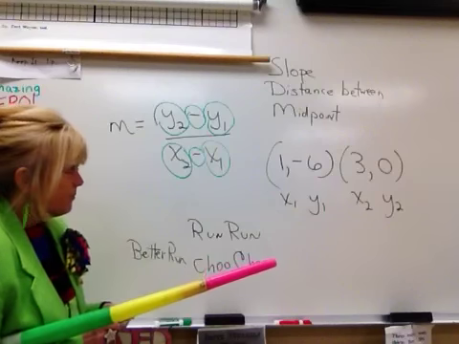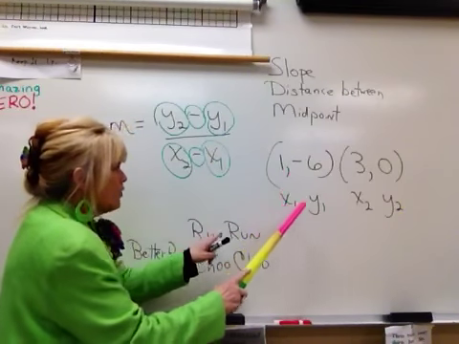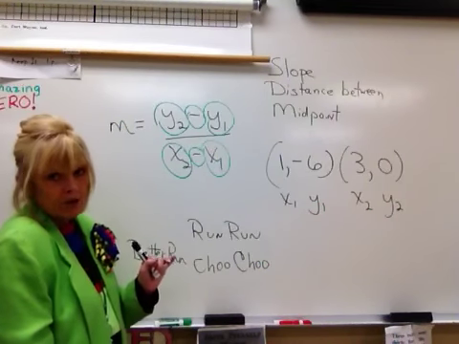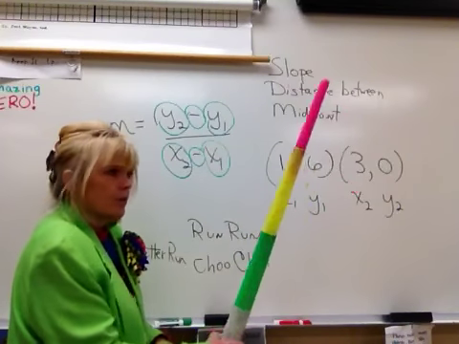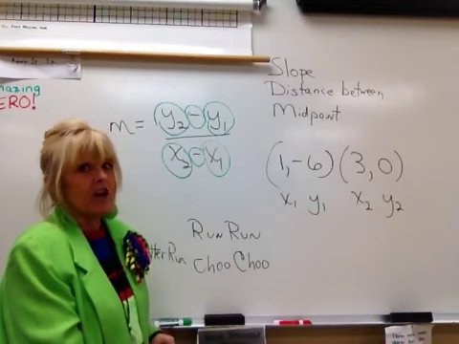So it goes like this: X, Y, 1, 1, better run, here comes a choo-choo. That helps you remember what to put down, when to put X, when to put Y, when to put 1, when to put 2, because it can be very confusing.